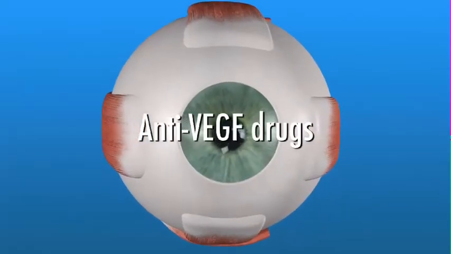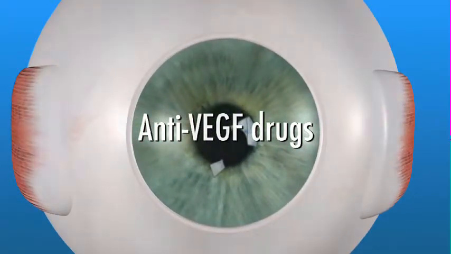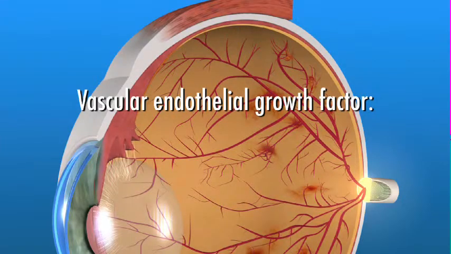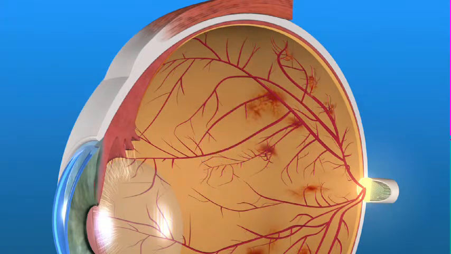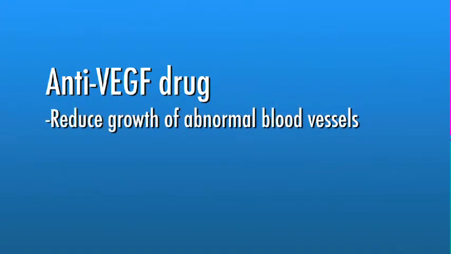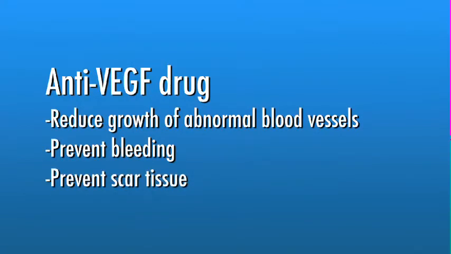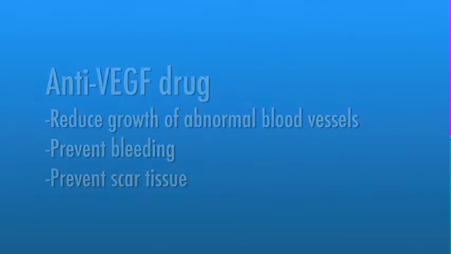Your doctor may recommend treating your PDR with what is called an anti-VEGF drug. Anti-VEGF drugs target a specific chemical in your eye. This chemical, called vascular endothelial growth factor, or VEGF, is critical in causing abnormal blood vessel growth on the surface of the retina, as well as in other parts of the eye. Several drugs have been developed that can block the trouble-causing VEGF. An anti-VEGF drug can help reduce the growth of abnormal blood vessels, which helps to prevent bleeding, scar tissue, and other problems that can cause vision loss.